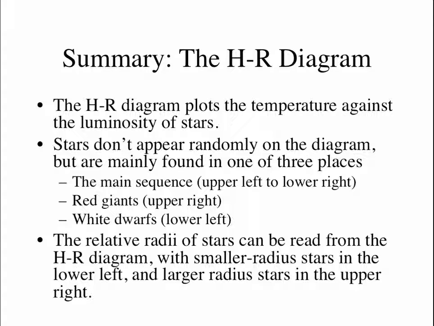And the Hertzsprung-Russell diagram can also tell us about the relative radii of stars. Smaller radius stars are in the lower left, while larger radius stars are in the upper right. So this completes our mini lecture on our introduction to the Hertzsprung-Russell diagram. Go ahead and complete the response to this mini lecture and then continue on to our final mini lecture of the week.